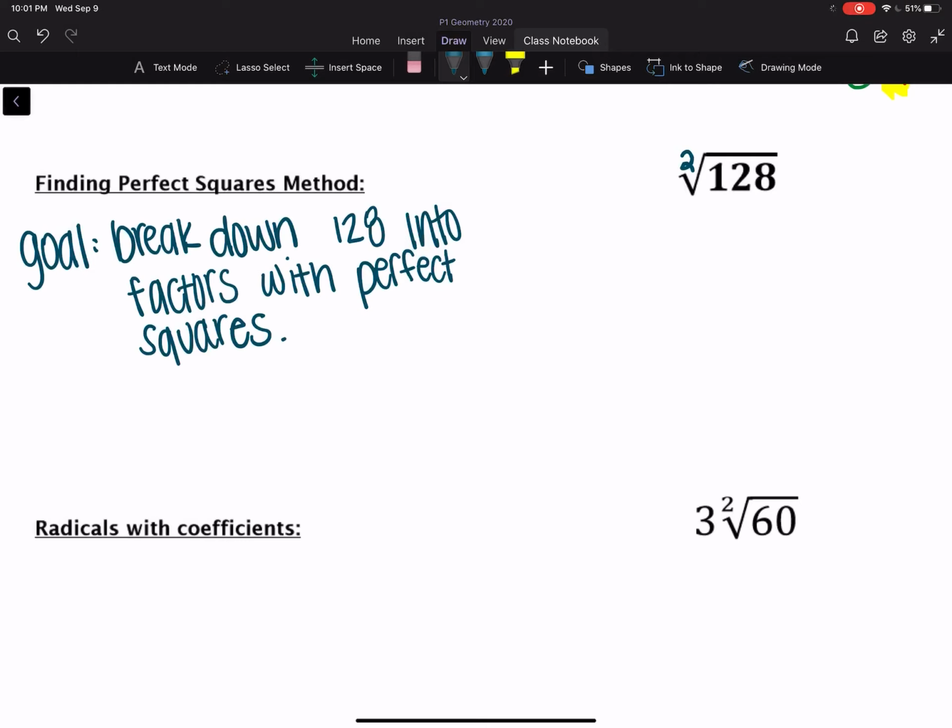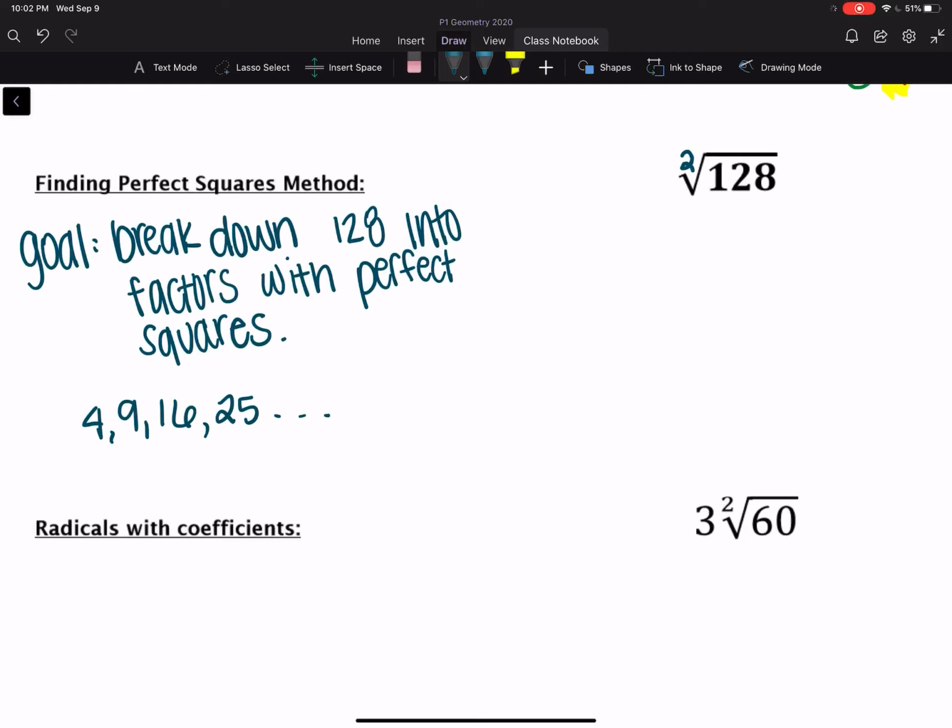My goal in finding perfect squares is that I want to break down my radicand, or this 128, into factors with perfect squares. Remember, perfect squares are those numbers that when they're squared and we take the square root of them, we'll get an easy number back. So it's 4, 9, 16, 25, and so on. Basically, I want to break down this 128 into at least one factor that has a perfect square.